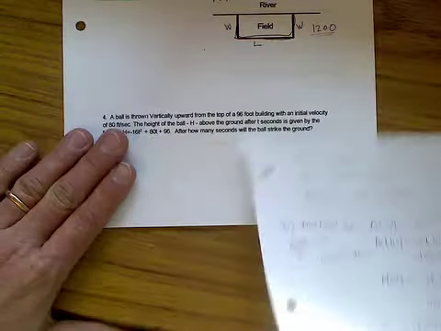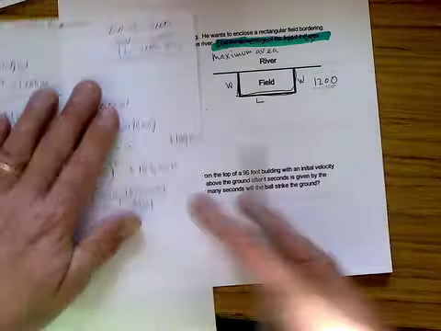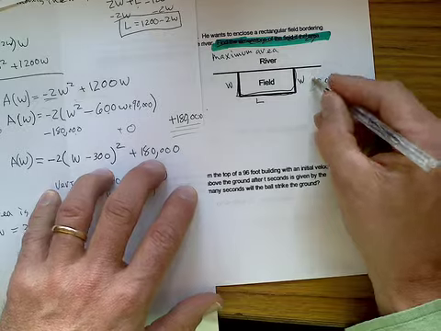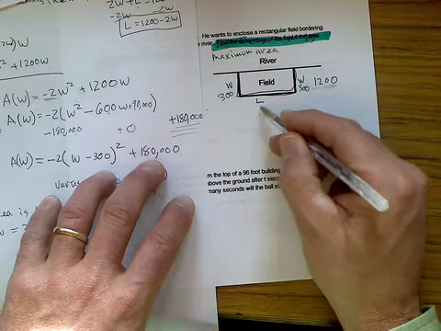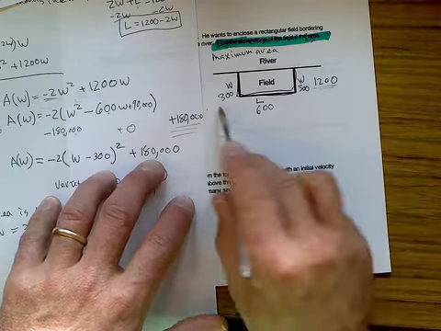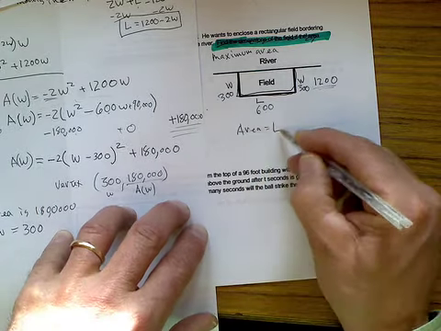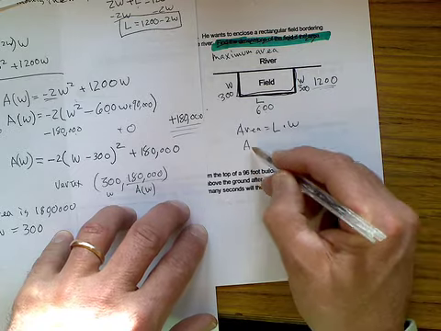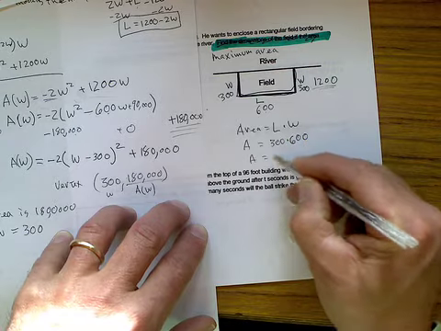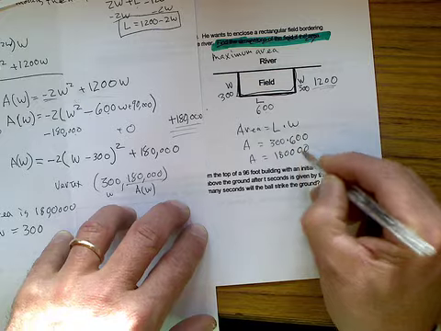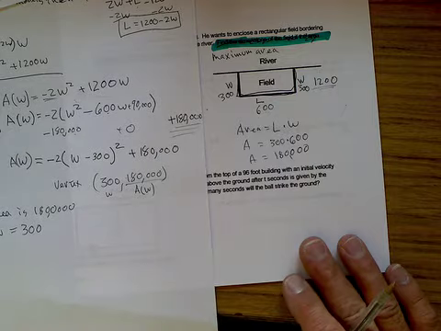So let's go back to our original drawing here. So if this W equals 300, right, and this W equals 300, then this L must equal 600. So the dimensions of the field are 300 times 600. Which, if we check that, because remember that area equals length times width, then area equals 300 times 600, which equals 180,000. Okay, so some big numbers, but it's all there.